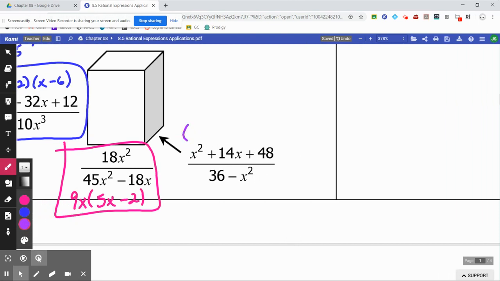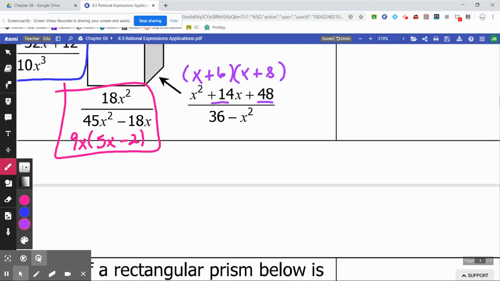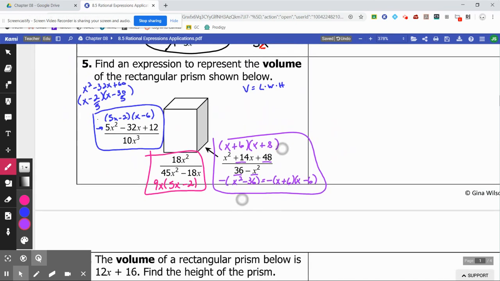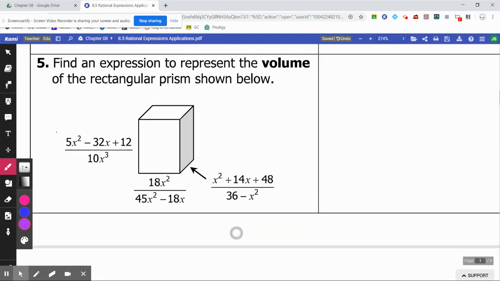The top, simple factoring, x and x, adds multiplies would be a positive 6 and 8. The bottom, now I do have an issue because the 36 is listed first, so I'd factor out a negative to flip-flop those around to get that x first, and then that would factor into conjugates, difference of squares as conjugates. That'd be an x times itself and a 6 times itself. And that one's finished. Now to find the volume, we're going to do length times width times height.